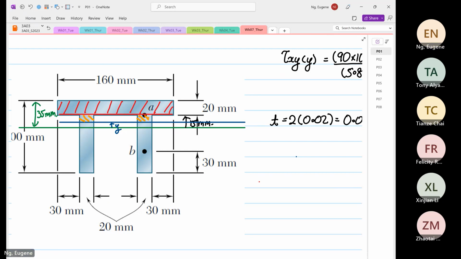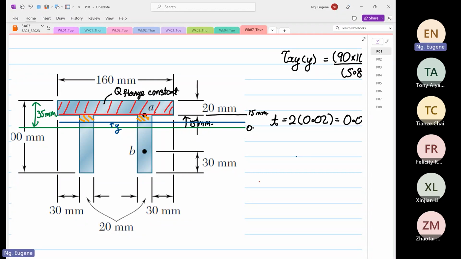Now our limits, so this is 0, and it will go up to 15 millimeters. So what I'm trying to say down here, the Q of the flange is now constant.